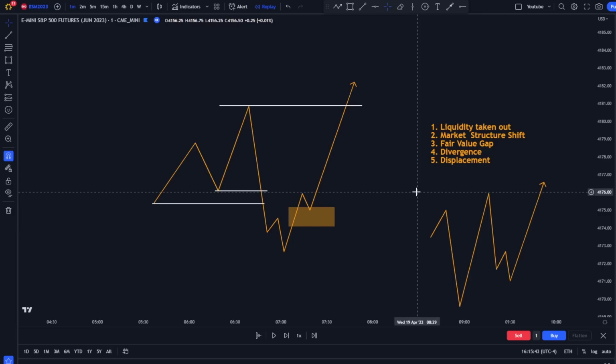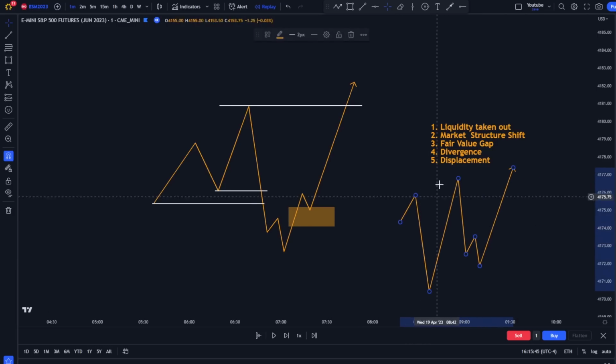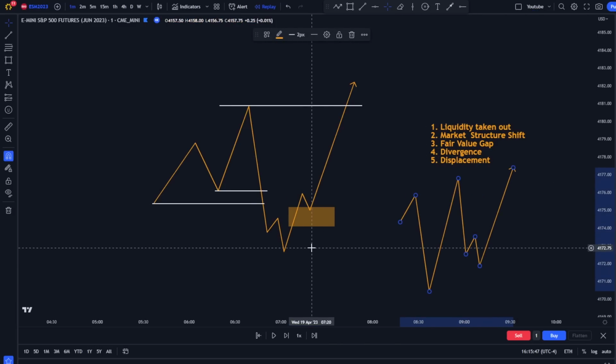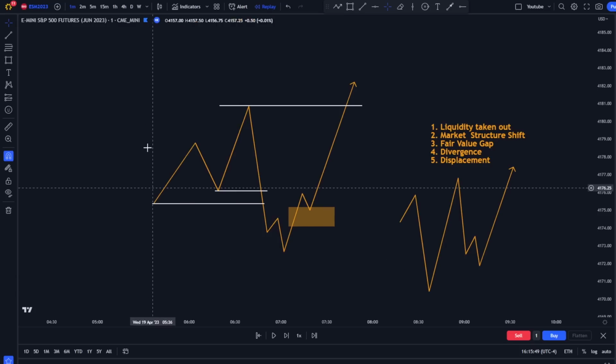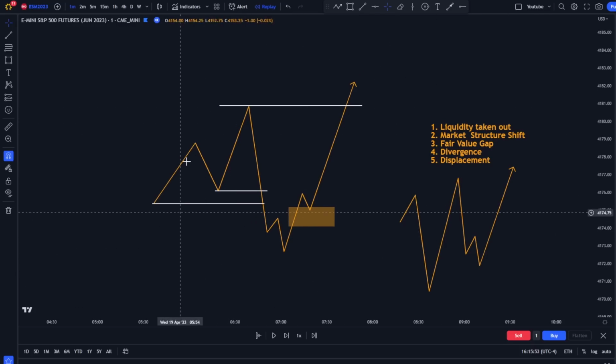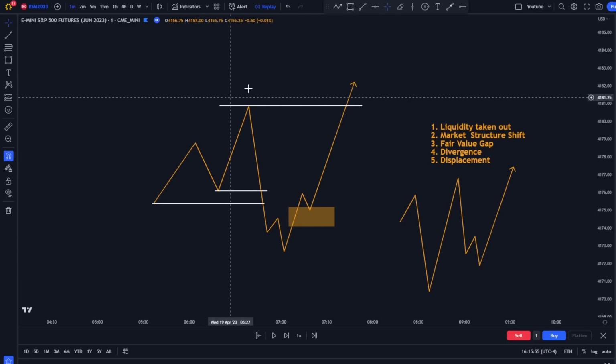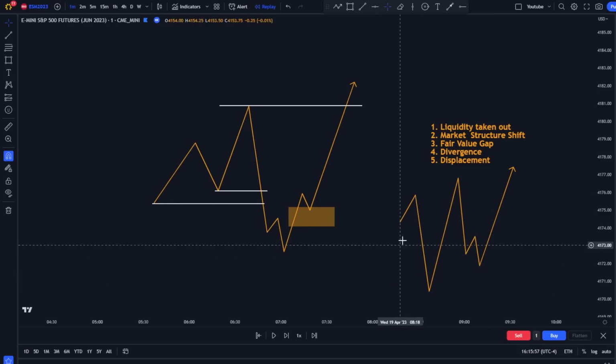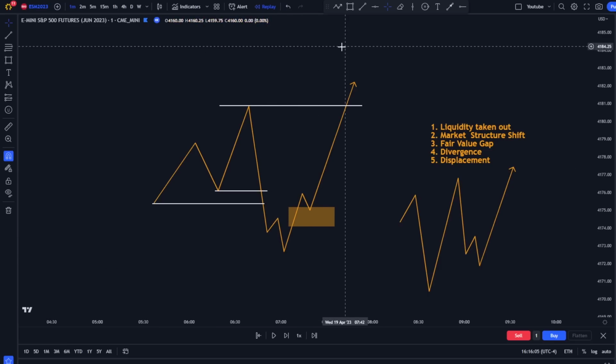After that, I look for confirmation with divergence. So this is, for example, ES. This is NQ. This also can be Euro and GBP. So we can see that this chart right here broke through the low, made a new low.